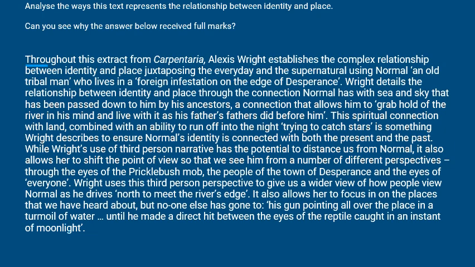While Wright's use of third-person narrative has the potential to distance us from Normal, it also allows her to shift the point of view so that we see him from a number of different perspectives, through the eyes of the Pricklebush mob, the people of the town of Desperance, and the eyes of everyone. Wright uses this third-person perspective to give us a wider view of how people view Normal as he drives north to meet the river's edge. It also allows her to focus in on the places that we have heard about, but no one else has gone to, his gun pointing all over the place in a turmoil of water, until he made a direct hit between the eyes of the reptile caught in an instant of moonlight.